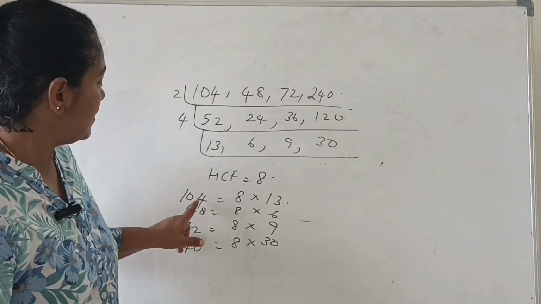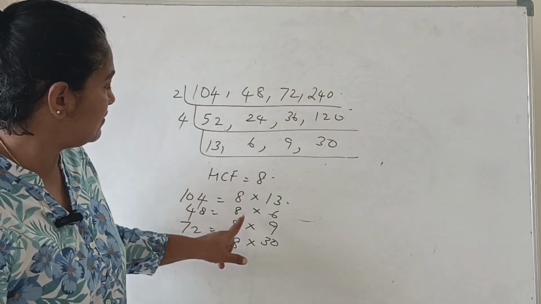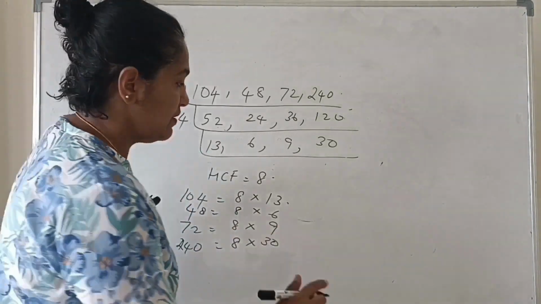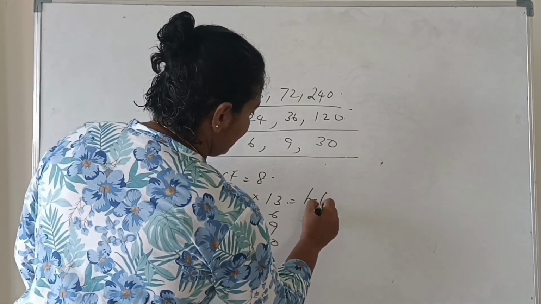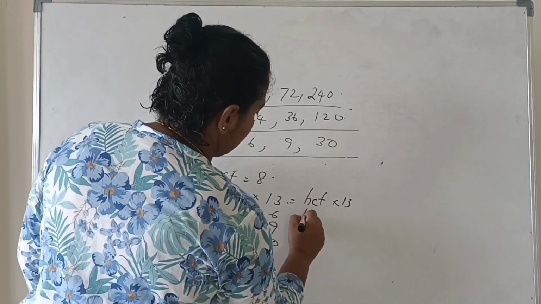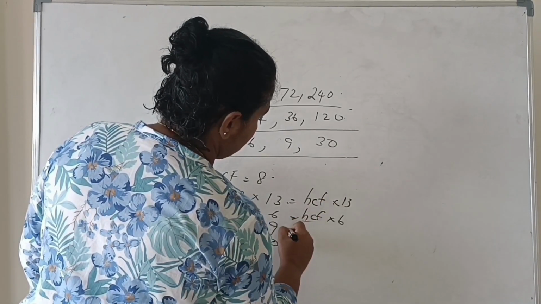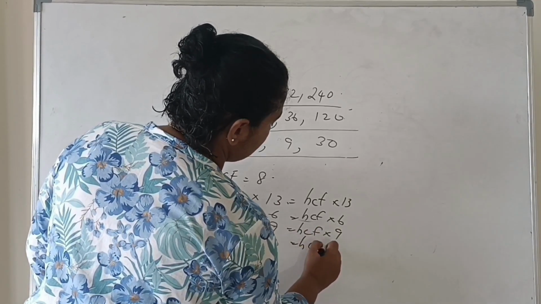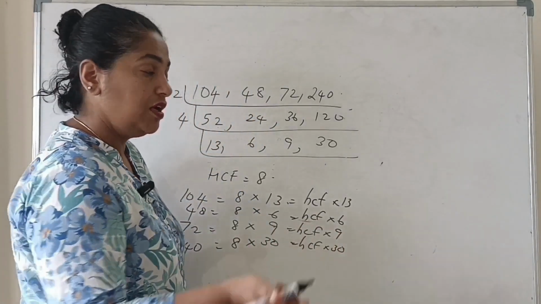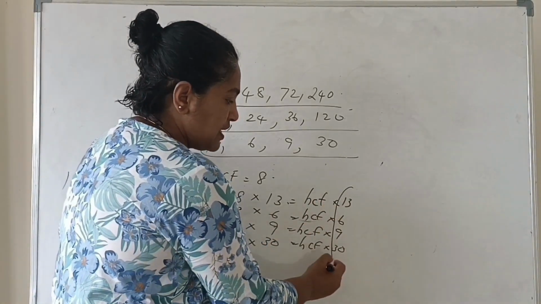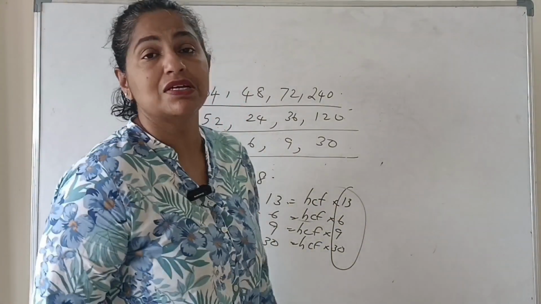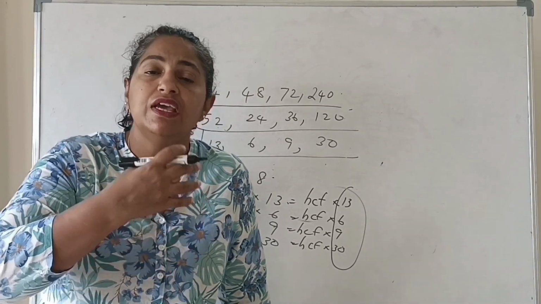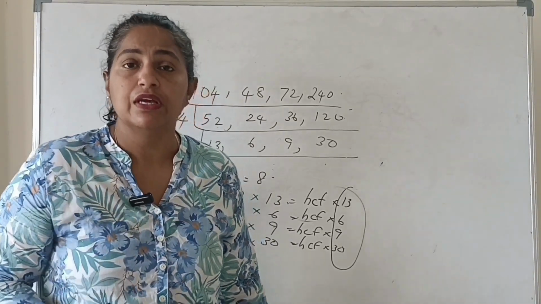Right? So I can represent 104 as 8 into 13, 48 as 8 into 6, 72 as 8 into 9 and 240 as 8 into 30. Which basically means this is HCF into 13, HCF into 6, HCF into 9 and HCF into 30. Correct? What can I say about the remaining numbers? As you can see, all these remaining numbers are co-prime. So from this, we have a very important concept.